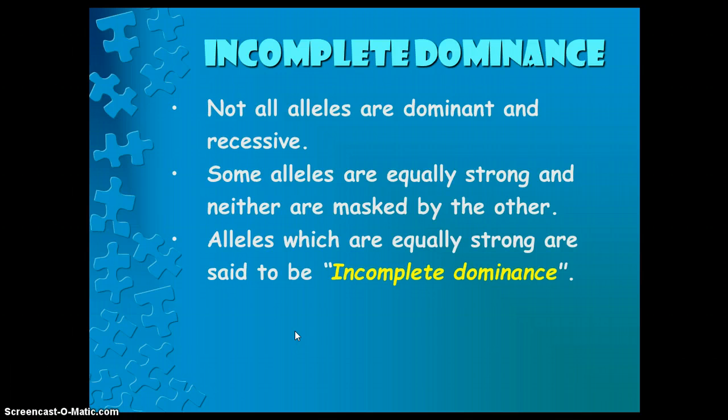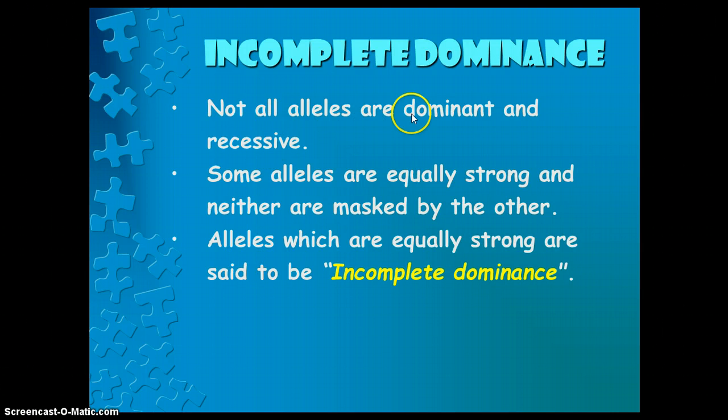In incomplete dominance, we have two equally strong alleles. And when that happens, neither one of them is going to be dominant over the other. So we have a different pattern of inheritance. One's called incomplete dominance, and the other one's called codominance. We're going to talk about that in just a minute.